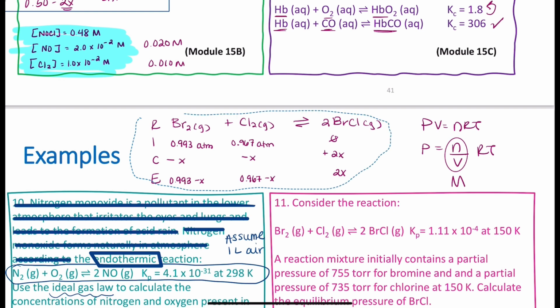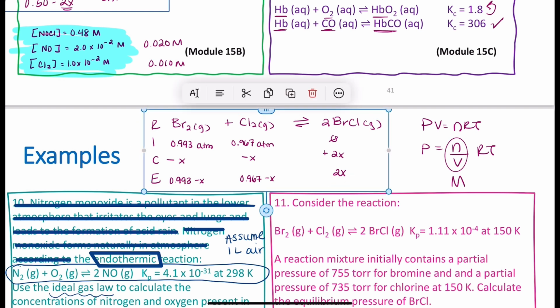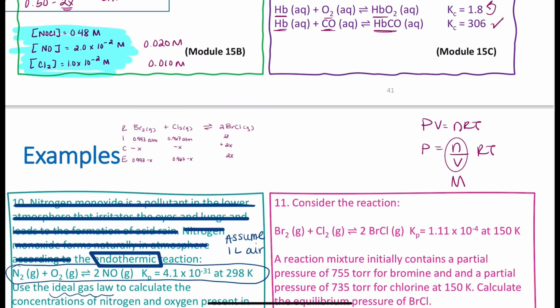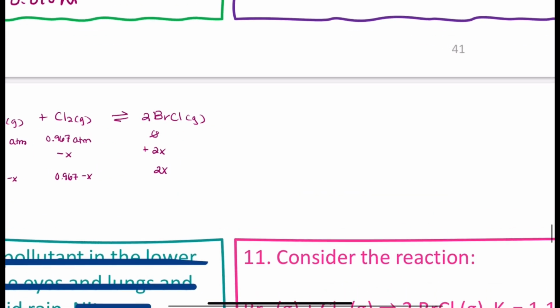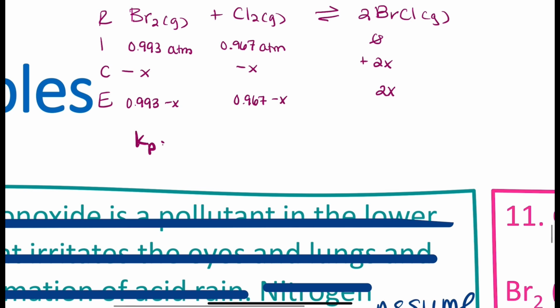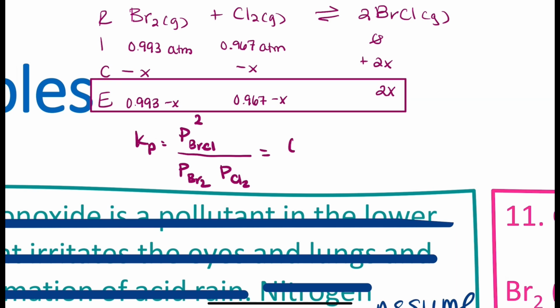I'm going to shrink this down. I don't want to get rid of it yet, but I do need space. So my Kp expression, Kp is pressures, so it's the partial pressure of BrCl, which is my product, squared, over the partial pressure of Br2 times the partial pressure of Cl2. Again, they're not squared or cubed or anything like that because they don't have a coefficient themselves. Substitute in what I have under the equilibrium here into my Kp expression. 2x squared, over 0.993 minus x, times 0.967 minus x.